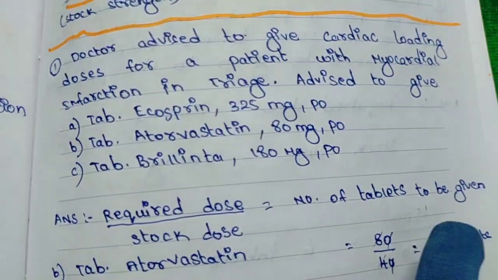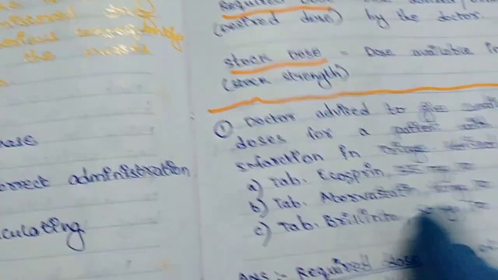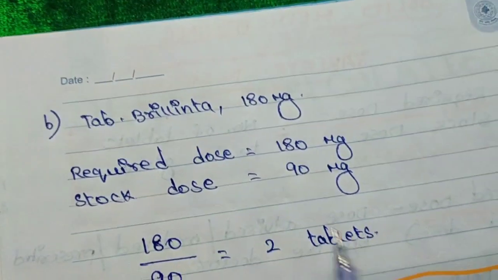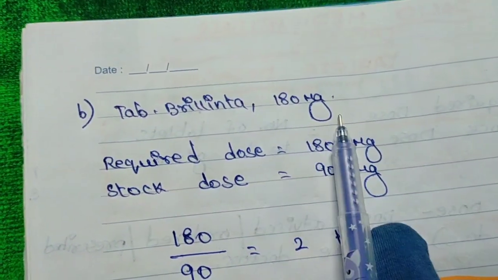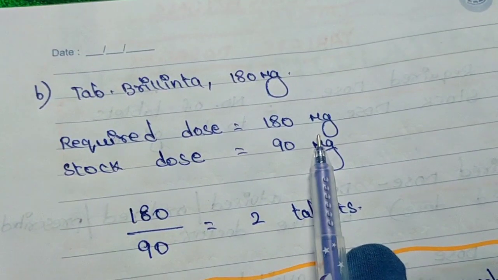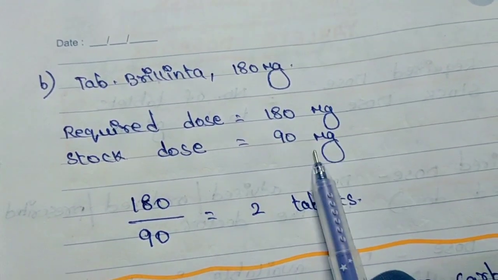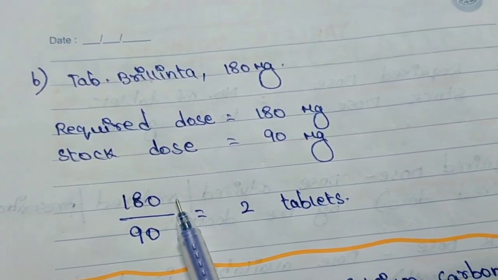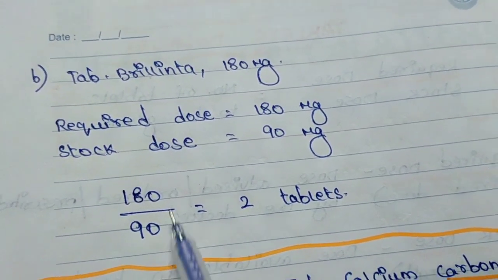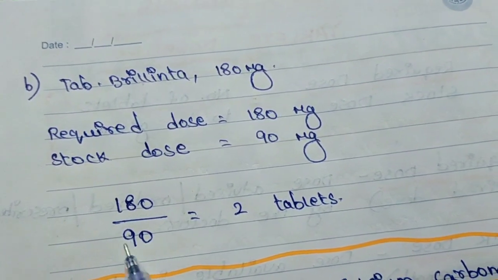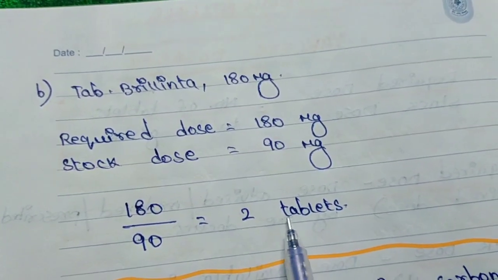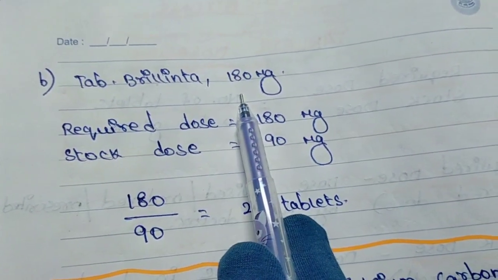Okay, then ecosprin is an antiplatelet guys, and atorvastatin is a statin, right? It lowers the bad cholesterol in the blood. Then tab brilinta 180 mg is ordered, so required dose is 180 mg, and the stock dose we have in our hand is 90 mg. When we put this in the formula, we'll get 180 divided by 90. When we cancel the 0 and 0, 9 2s are 18, so we'll get 2 tablets. So we have to administer 2 tablets of brilinta to make it 180 mg.